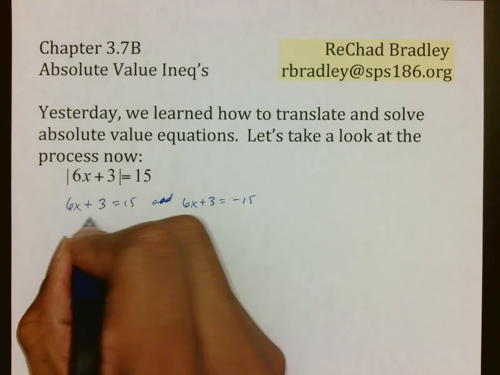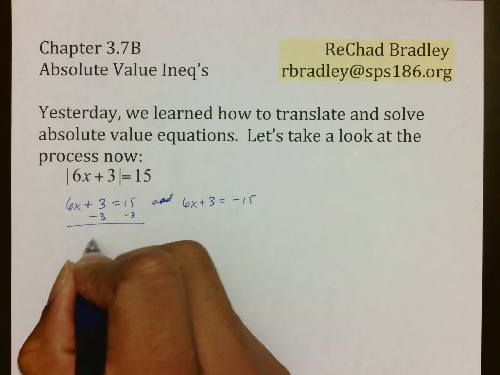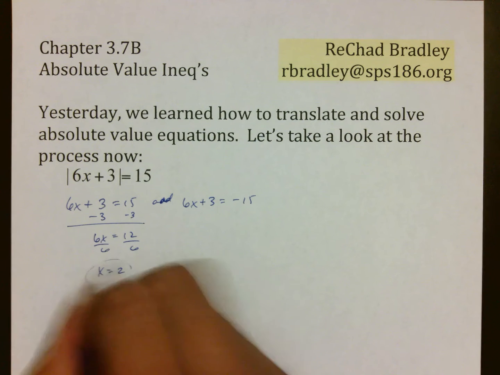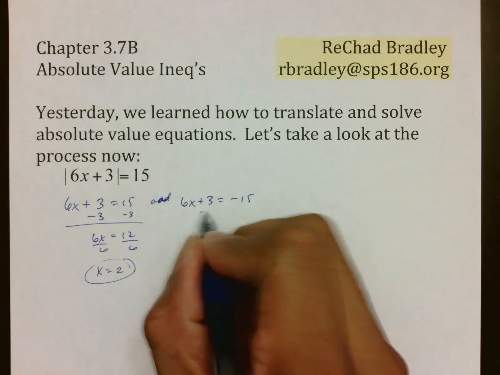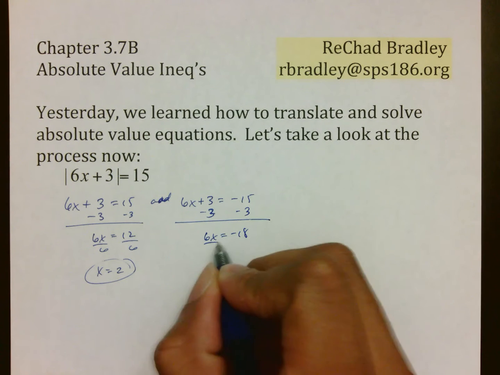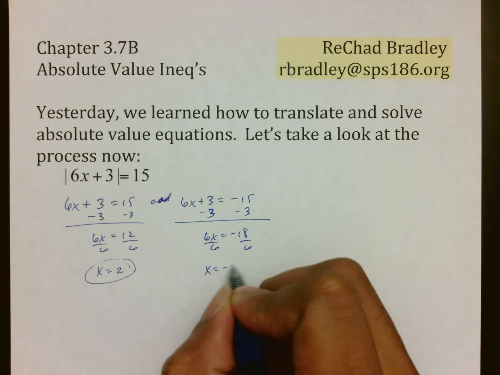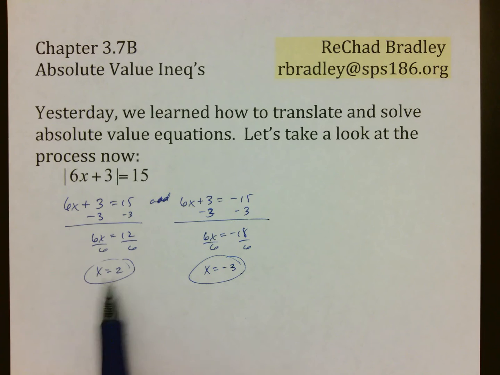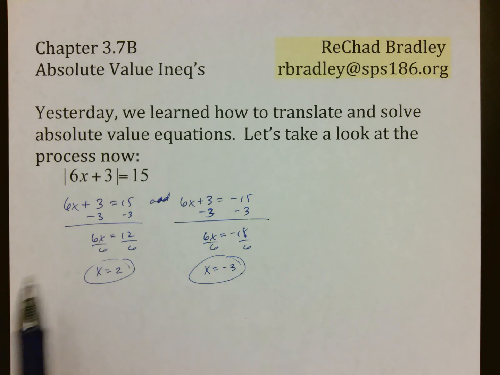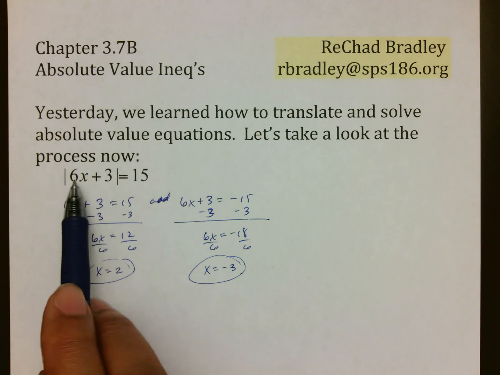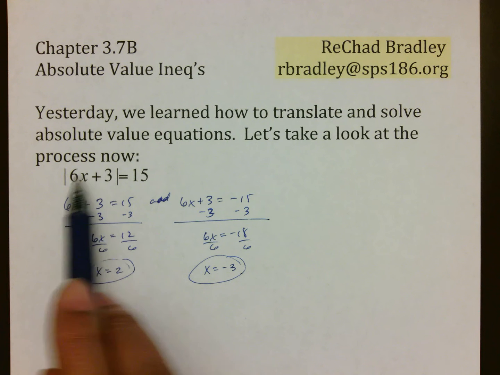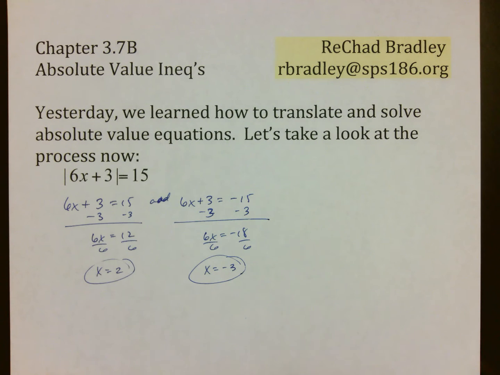I would then have to solve it. And so I would do minus 3, 6x equals 12. Divide by 6, and x was equal to 2. On the other one, again, you would subtract 3. 6x would equal negative 18, divide by 6, and x equals negative 3. Checking that out, 2 times 6 is 12, 12 plus 3 is 15, the absolute value of 15 is 15. 6 times negative 3 is negative 18, negative 18 plus 3 is negative 15, and the absolute value of negative 15 equals 15.